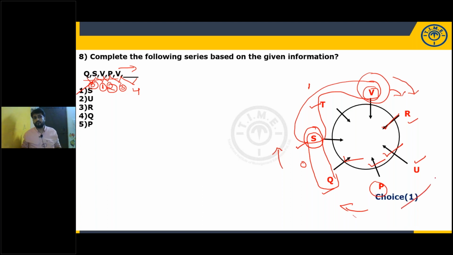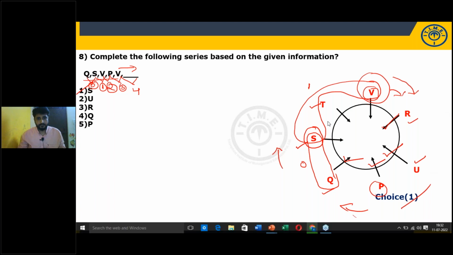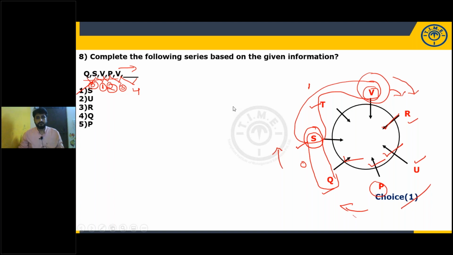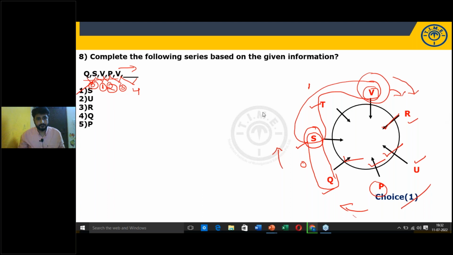So series type of questions based on the puzzle. I hope you got this. Anyone want me to explain this puzzle? Anyone want me to explain this again? No. Thank you.